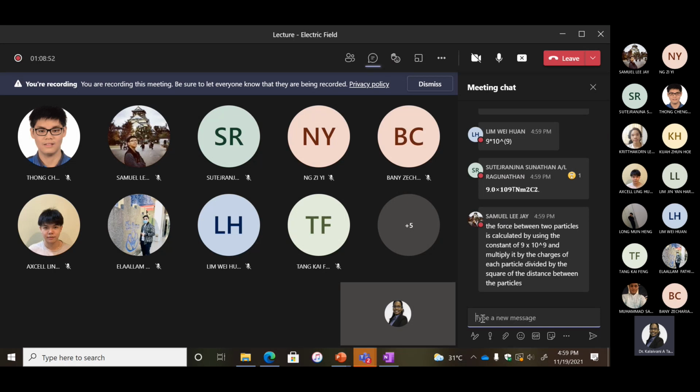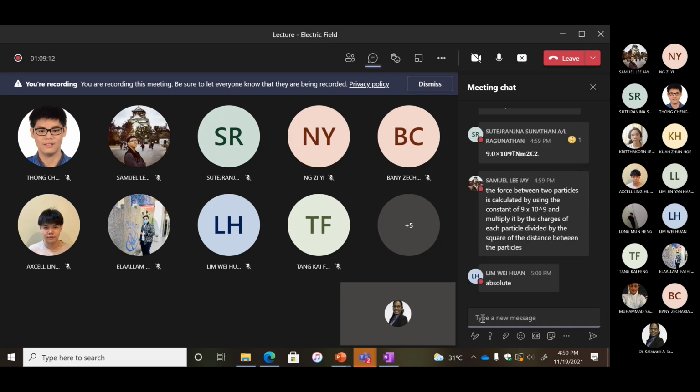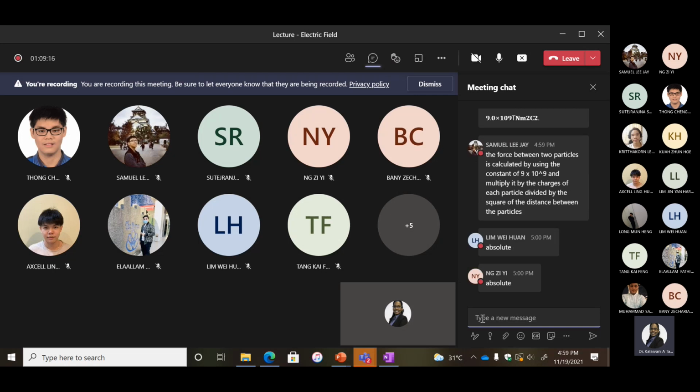Okay, let's go with the next one. Based on the permittivity equation, we have one constant value. What is the constant value? What's the name they defined for the permittivity, which we stated as a constant, and what will the value be? Anyone? Maybe you can write in the meeting chat. Yes, all right. May I know the value? How much is the value?